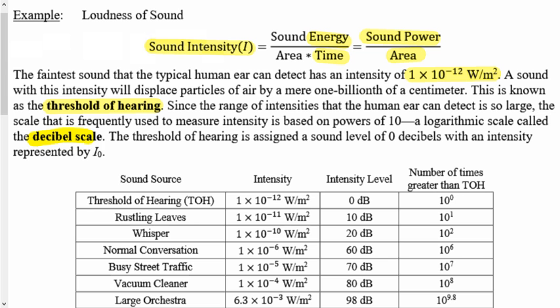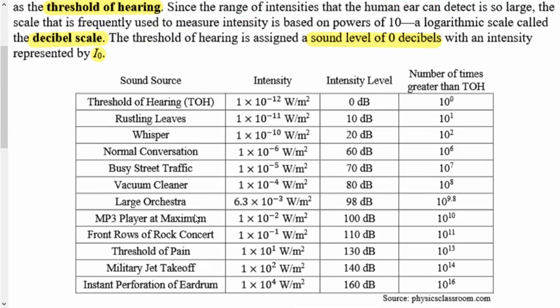So deci may give you a hint that it's not like a meter, but like a decimeter. Okay, so actually there would be a bell, which would be a unit for sound, but we use decibels instead. So the threshold of hearing is assigned a sound level of 0 decibels, with an intensity represented by I sub 0 again. And so here we have some examples of some different types of sounds, their intensities, and then what the intensity level would be.